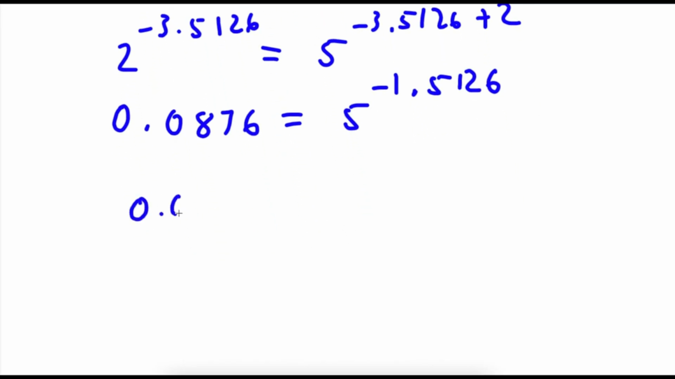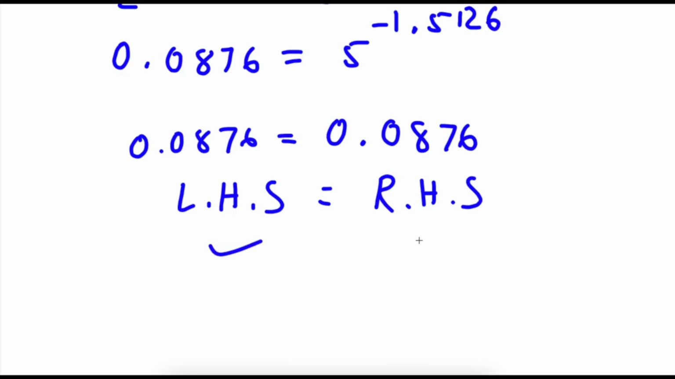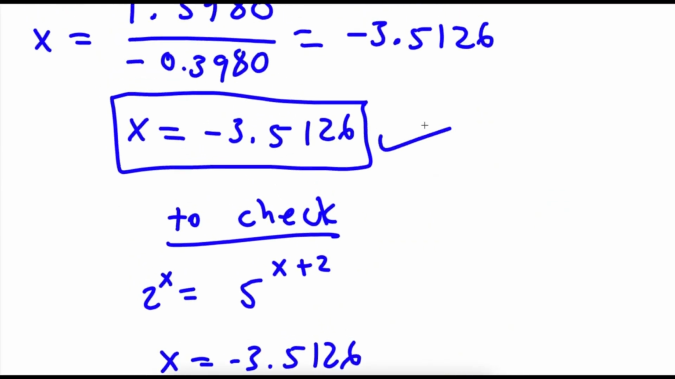Now this is equal to 0.0876 approximately. And because both of these values are equal to each other, we can write LHS and RHS. This means that the left-hand side is equal to the right-hand side. And because this is true, we know that our value of x is right.